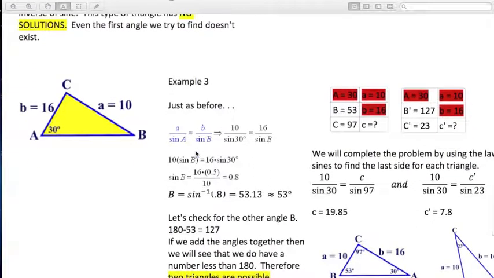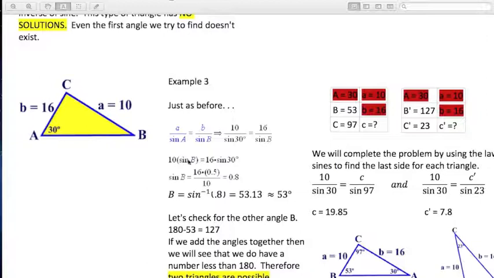Notice that every time, and you can look back at the triangles, it's the differences in the side lengths that make all the difference in the world. Here we have an angle of 30, just like before, but now my B is 16 and my A is 10. We're going to approach this one just as before, and we work it out.